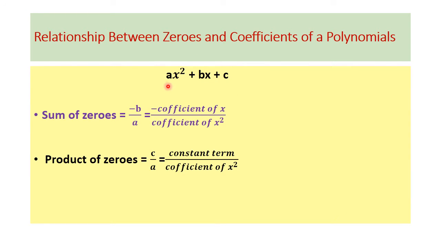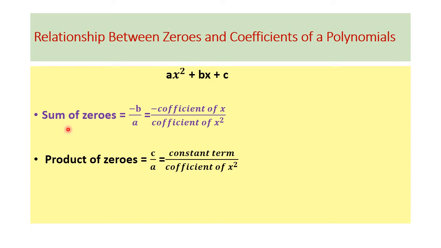In this, we have this polynomial ax square plus bx plus c. This is a polynomial of degree 2. This is also known as a quadratic polynomial. If the degree of the polynomial is 1, like x, then that polynomial is known as a linear polynomial. Similarly, if the degree of the polynomial is 3, then that polynomial is called a cubic polynomial.